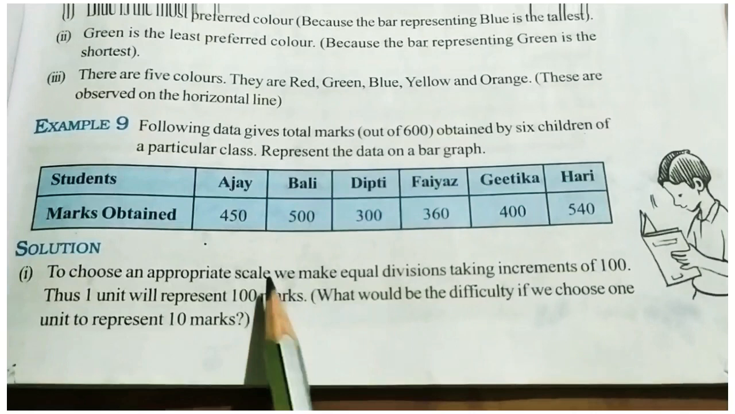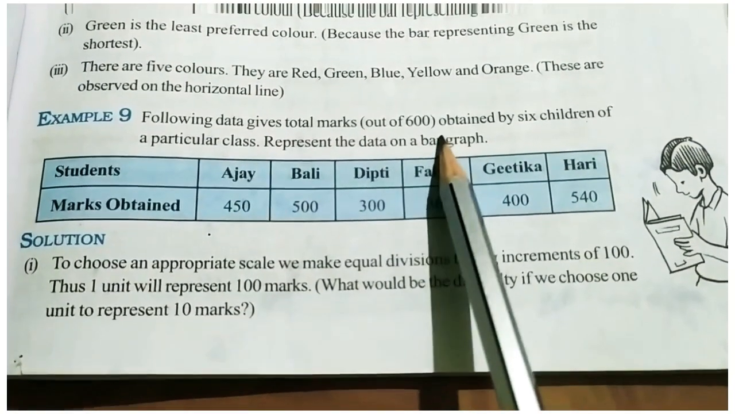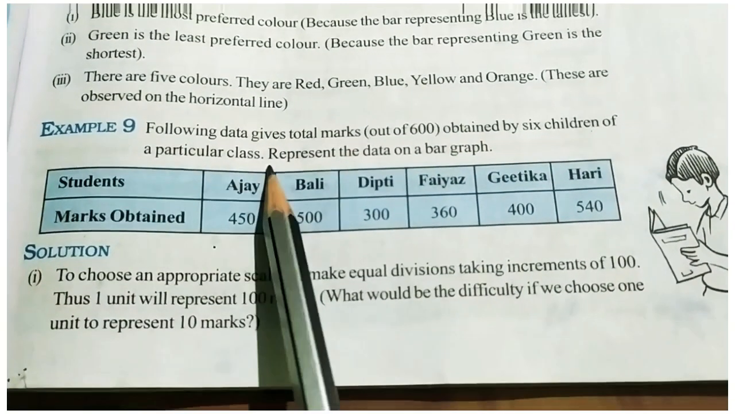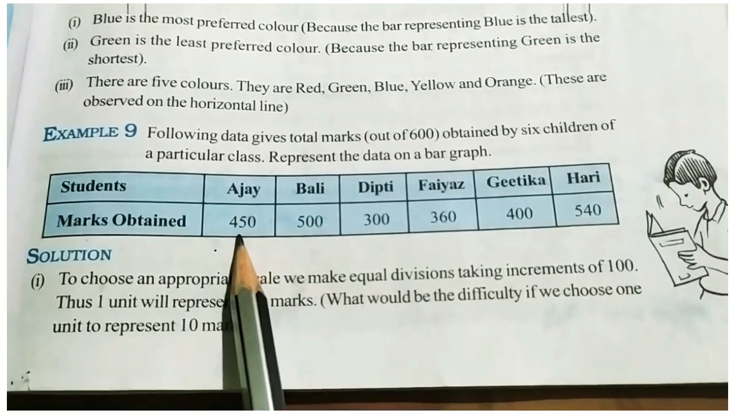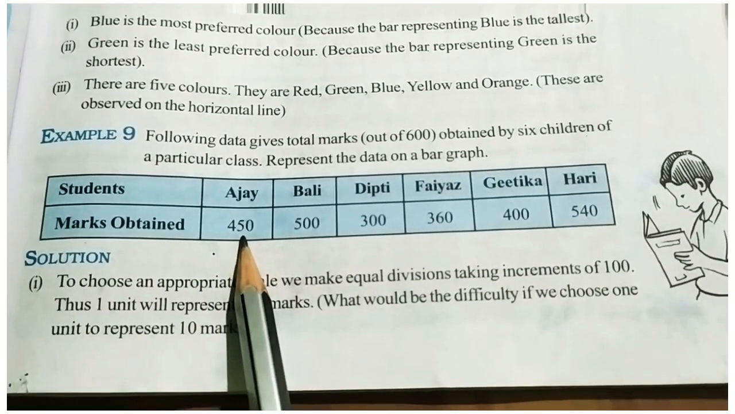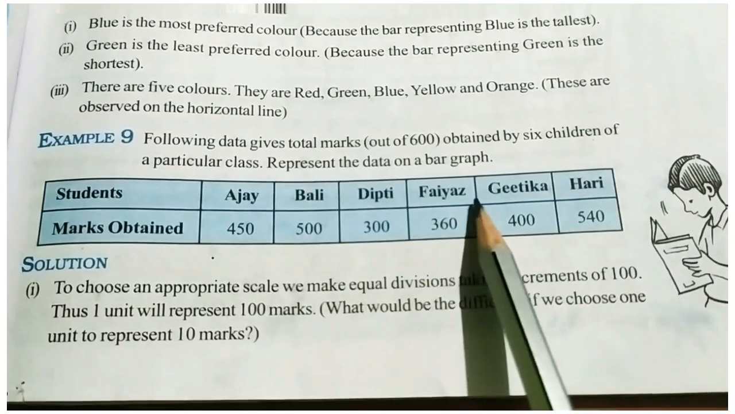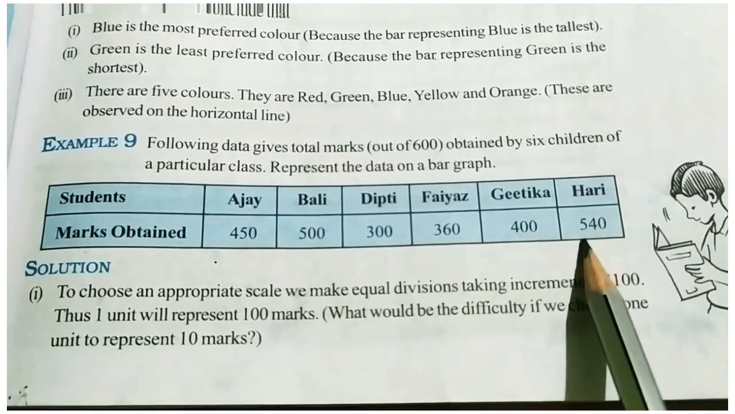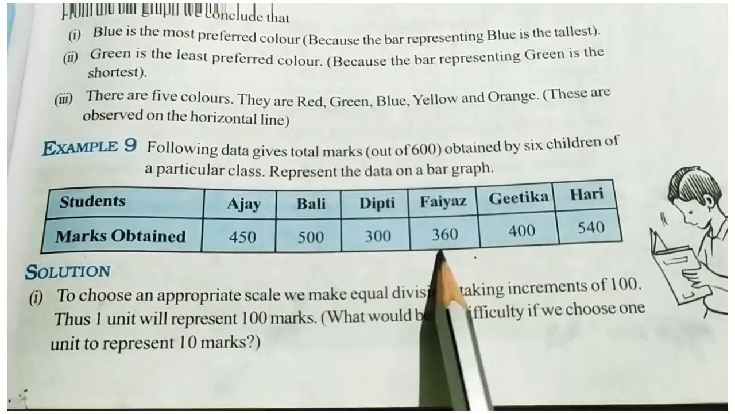Now going to the 9th example. The following data gives total marks out of 600 obtained by 6 children of a particular class. Represent the data on a bar graph. See here how many marks they obtained. Ajay obtained 450, Bali 500, Deepthi 300, Fayaz 360, Geetika 400, Hari 540. Almost all are above 100.